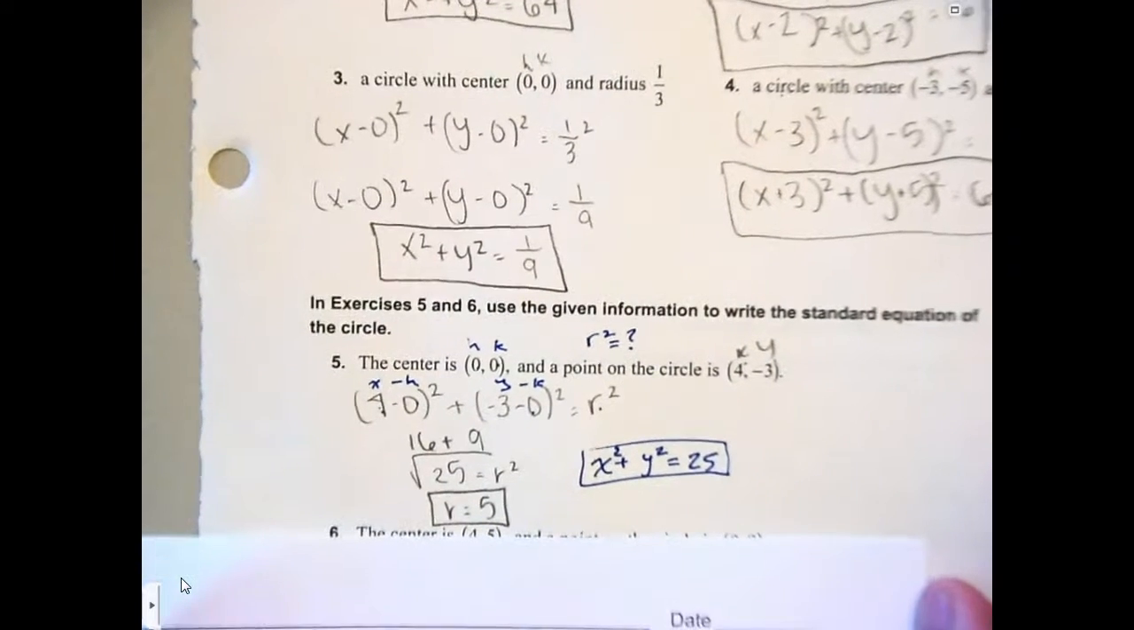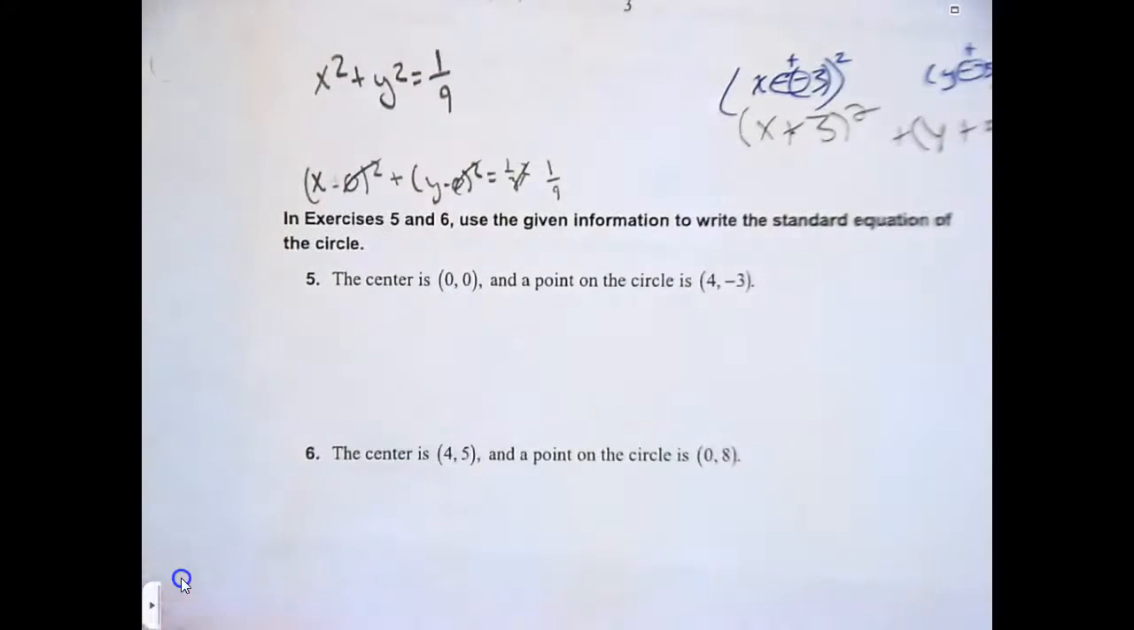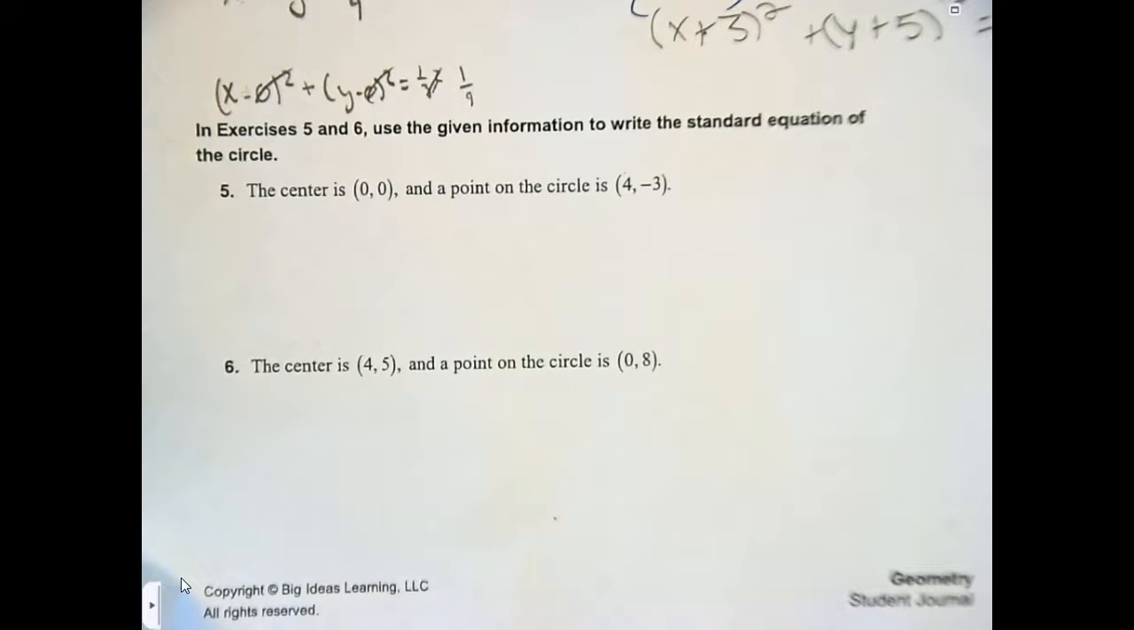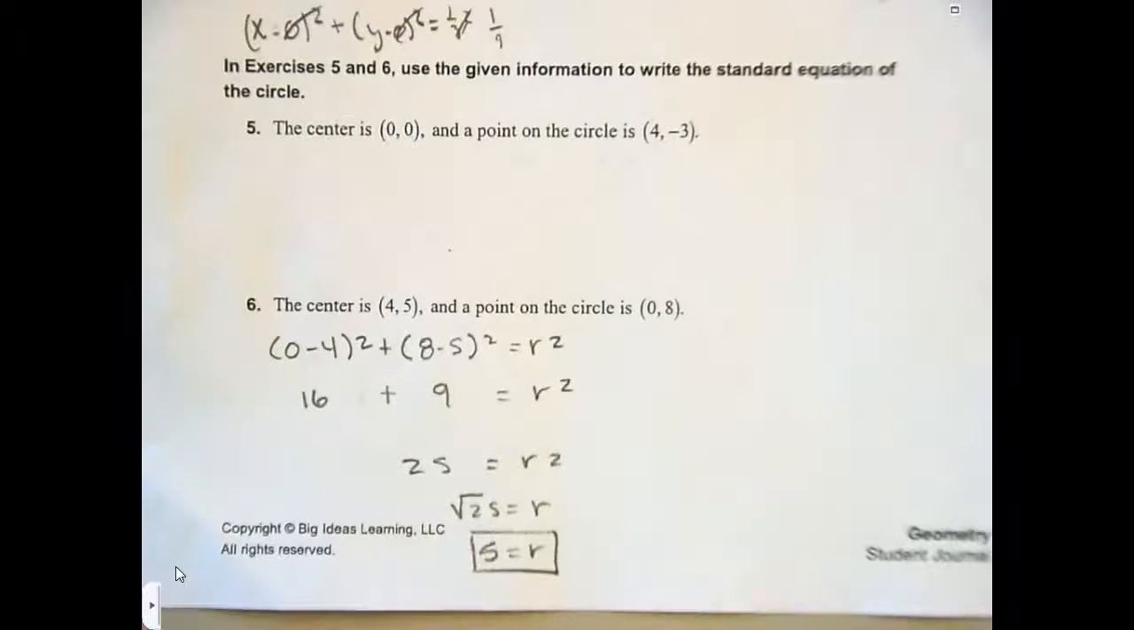Good job. Okay, I want everyone to try number 6. You've already done it? Yeah. Once you're done with number 6, go ahead and compare it with your neighbor there. All right. Hey, that's what Jeremiah has so far.